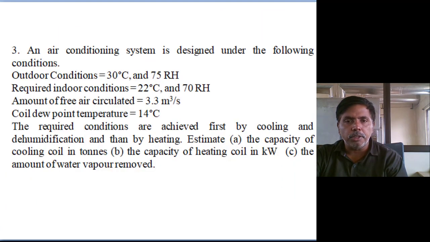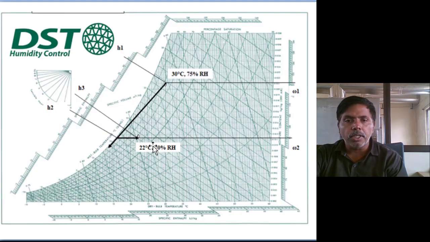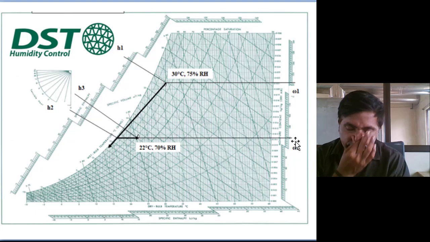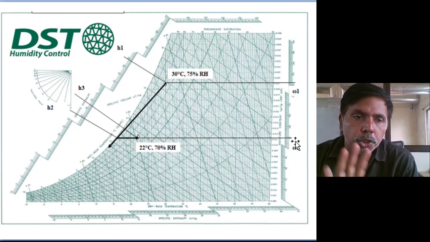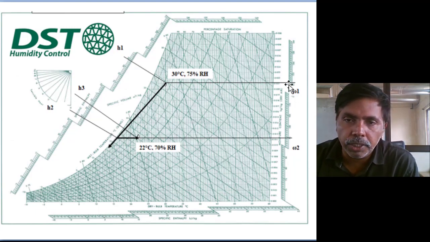Next, mark the third point. Third point is end point, 22 degrees and 70% relative humidity. You mark that point. So extract the property of the enthalpy at 22 degrees centigrade and 70% relative humidity, and extract the property of moisture content. So how much moisture is removed? Simply you subtract the moisture content and multiply by the mass flow rate, you will get the moisture removed.